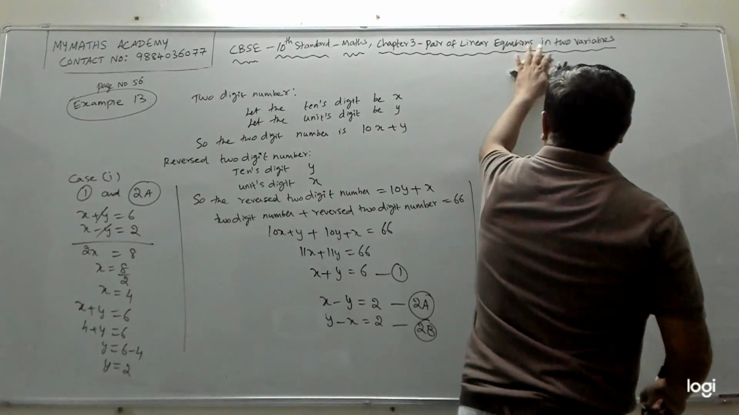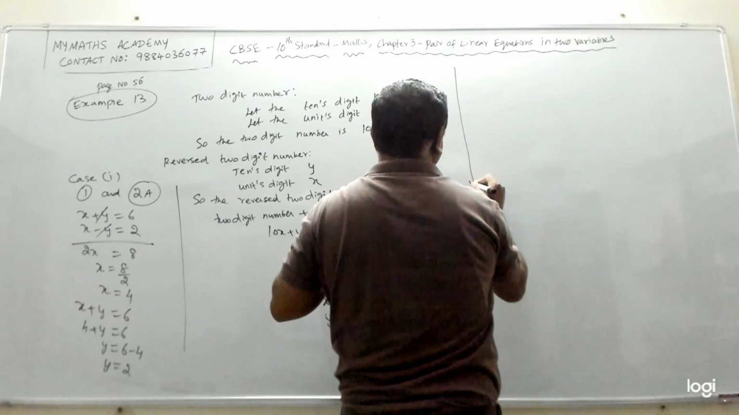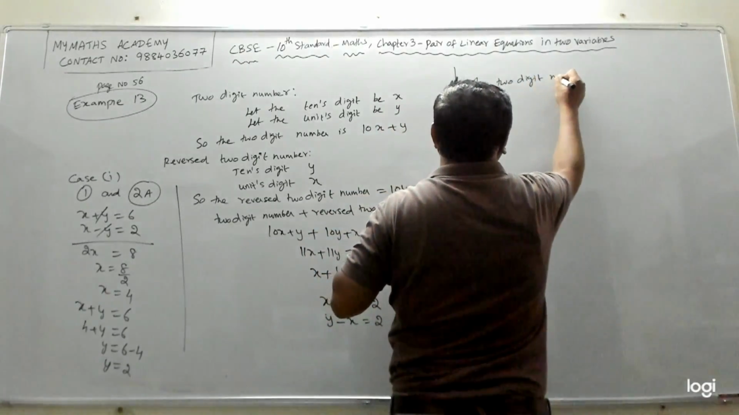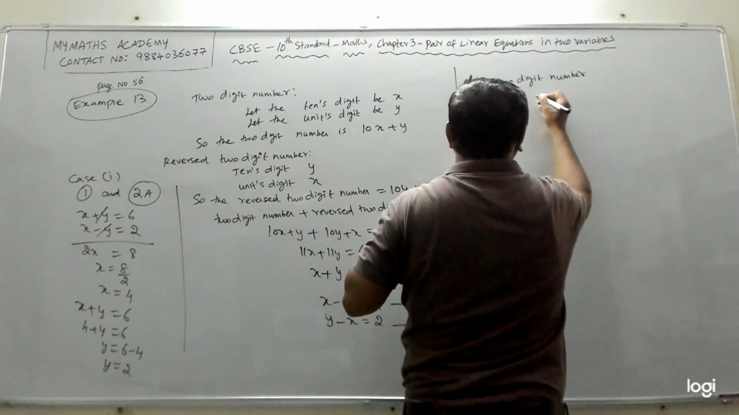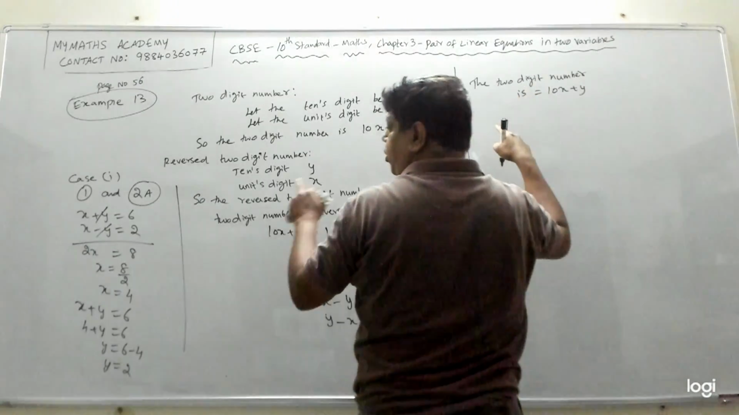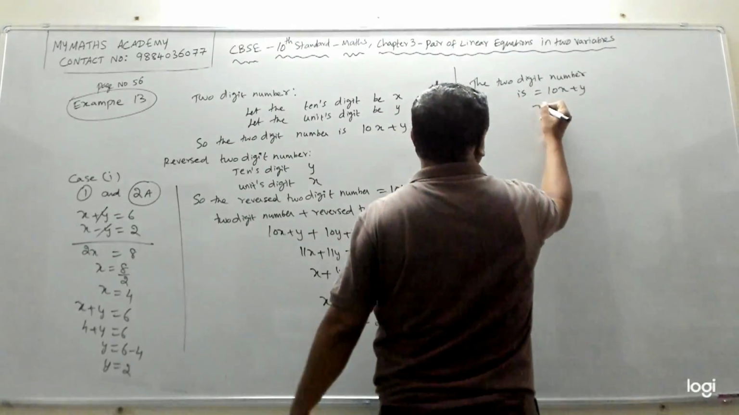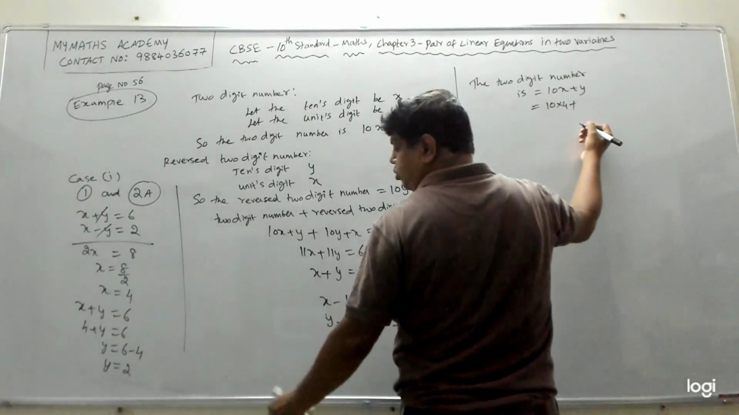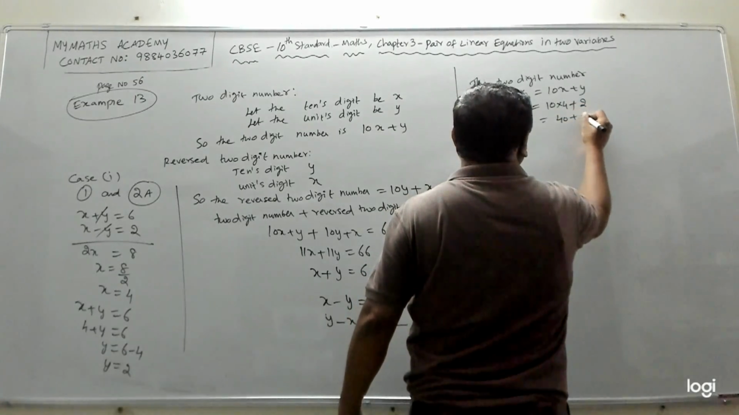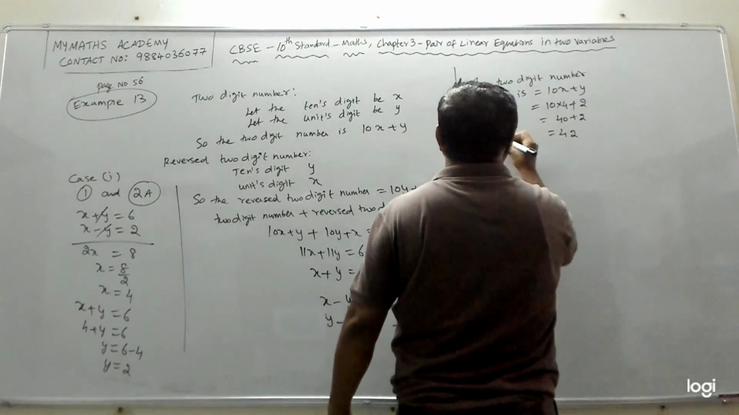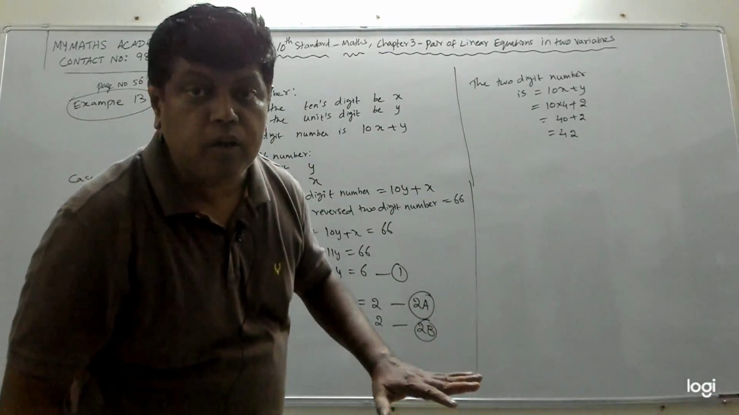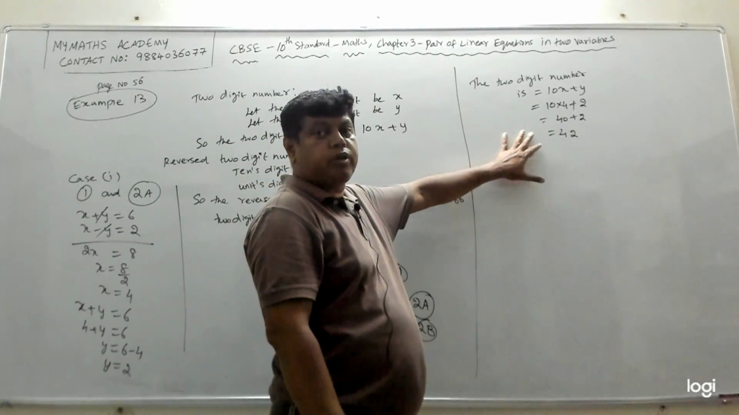The moment y is 2, what is the two digit number? We know it is 10x plus y. That is a two digit number. And what is x? x is 4. Substitute 4 here. So 10 into 4 plus y, which is 2. So you get 40 plus 2, which is 42. So this is your two digit number. So this is for one case. So the two digit number is 42.